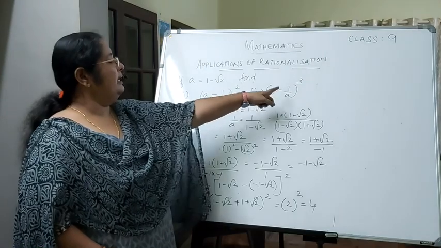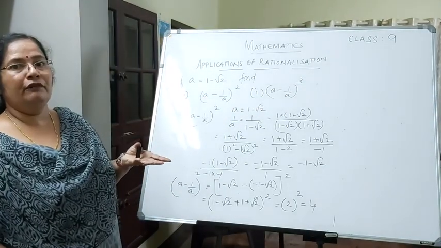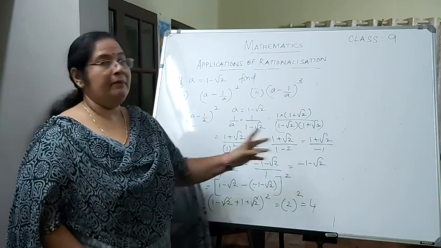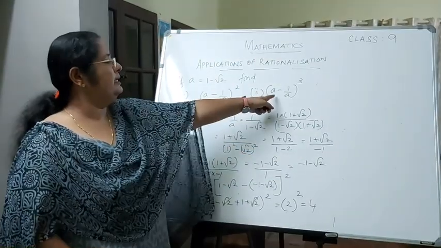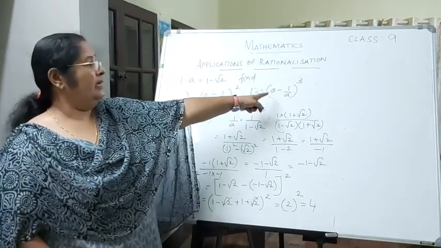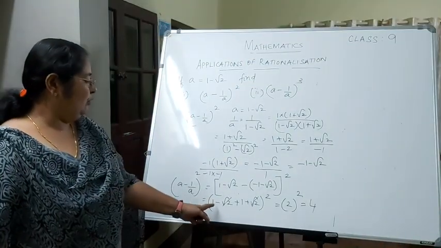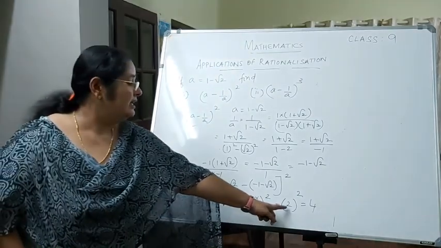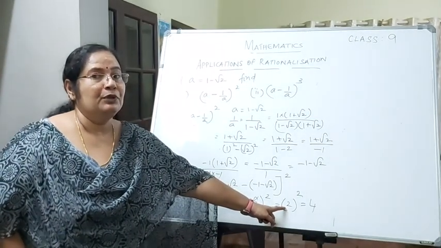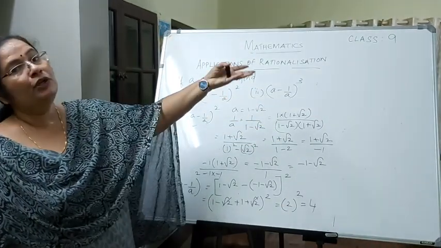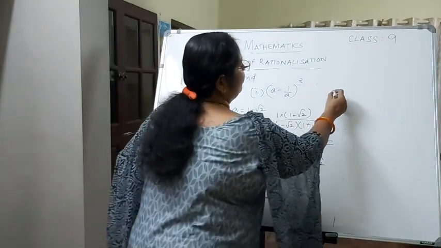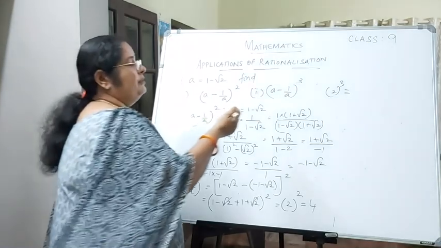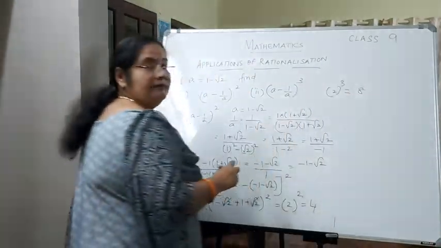Now a minus 1 by a the whole cube, how will you find? Already we have the values of a and 1 by a. Now what you have to do? Only substitute here. A minus 1 by a. We know what a minus 1 by a is, we have found it here. It is equivalent to 2. So a minus 1 by a the whole cube will be 2 cube. What is 2 cube? 2 into 2 into 2. How much is that? 8.